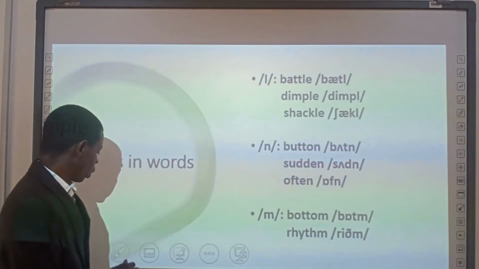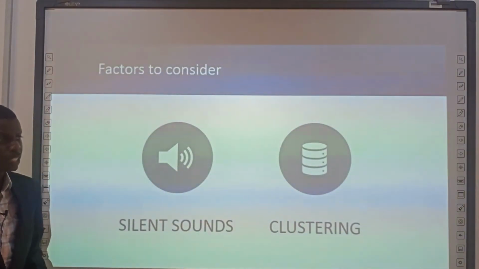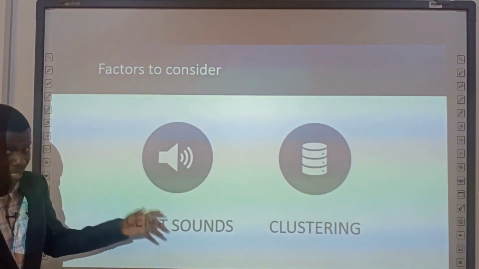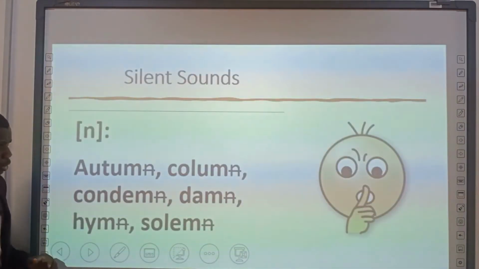So let's see one of the ways where some of these things are tested in our examinations. Now, to test you in the exams, we have two factors. We consider the silent sounds and clustering. So let's see the silent ones quickly.